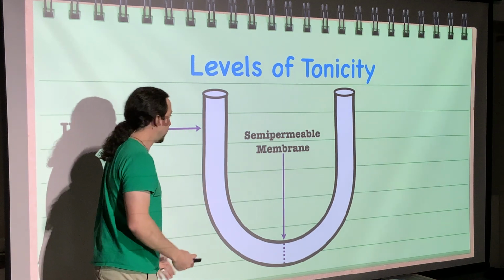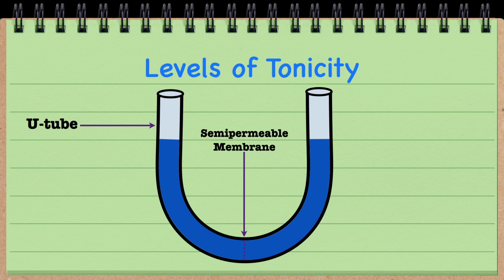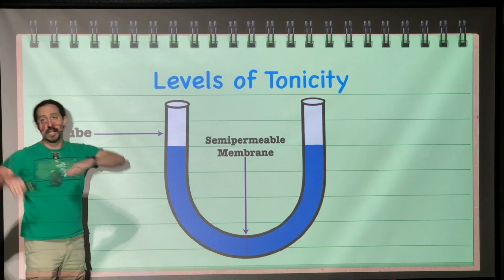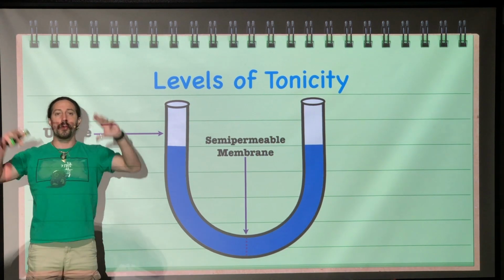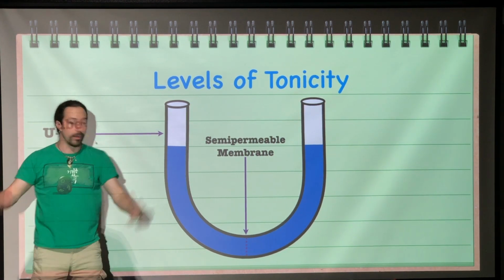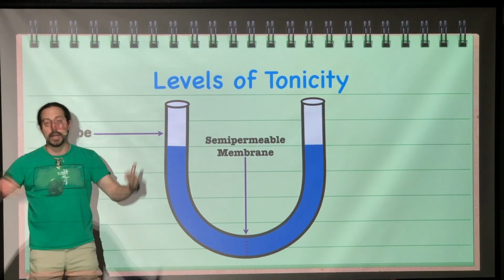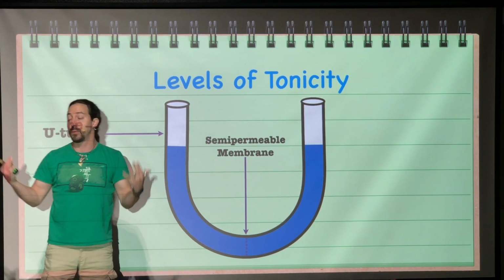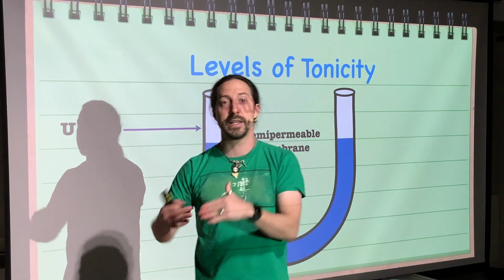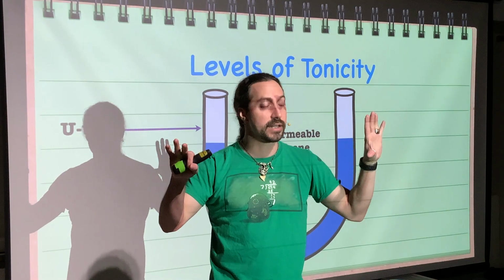And if we were to fill this with water, right now we have 100% water. That's an equal concentration on both sides. Both sides would be in dynamic equilibrium because the water will be able to pass through this membrane equally in both directions. And it would pass equally in both directions because it has an equal concentration on both sides.